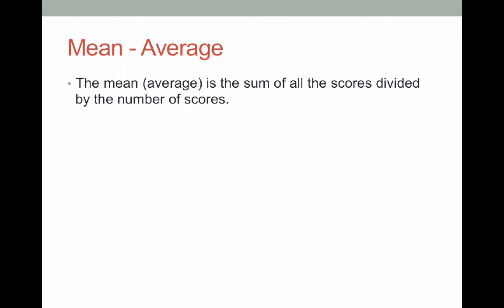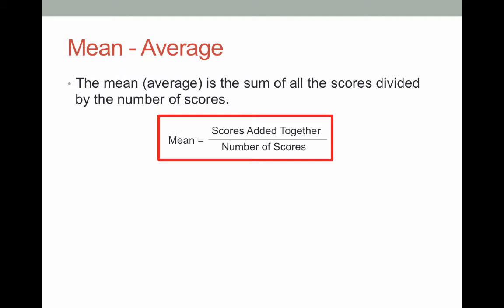The mean, or average, is the sum of all the scores divided by the number of scores. That is, if we had a formula, the mean would be adding all the scores all together and then dividing by how many scores you have. The reason why we have the mean is because it allows us to compare two large sets of data and use one number to describe all of them.